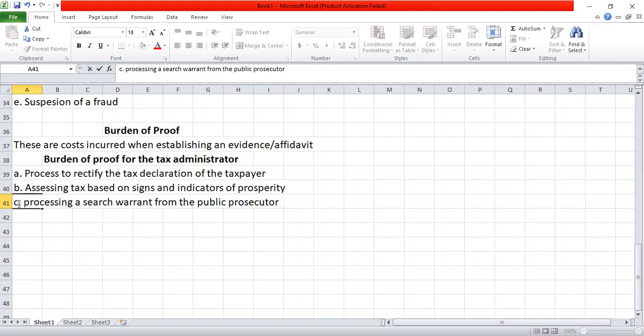Another burden of proof is when you are processing a search warrant from the public prosecutor. If you want to search the taxpayer, most especially the private section of the taxpayer, such as the home, you need to get a search warrant from the public prosecutor. The cost involved in getting that search warrant is borne by the tax administrator.